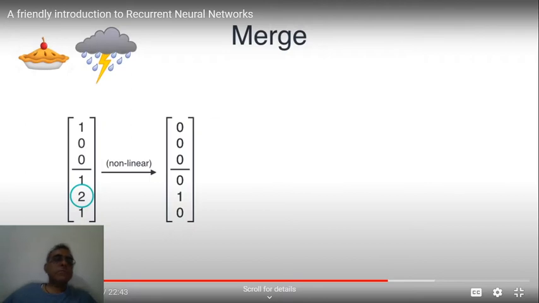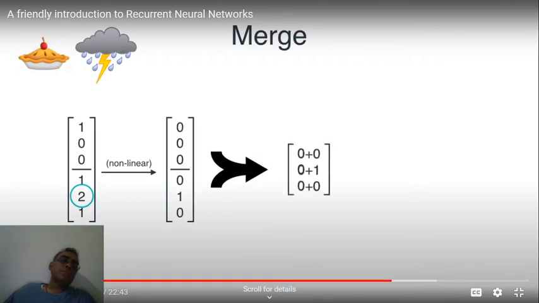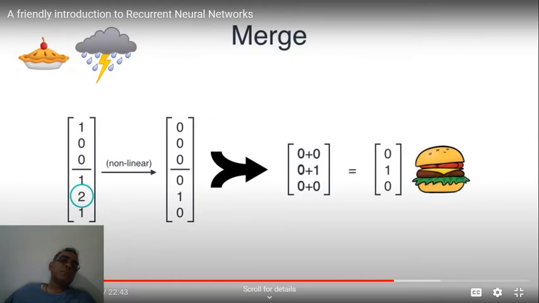And then what the merge map does is it takes the vector formed by the top three entries and the vector formed by the bottom three entries, and just adds them. And the result is the vector 0, 1, 0, and that is the vector corresponding to a burger. And that's the answer. If I take an apple pie and a rainy day, I get a burger.